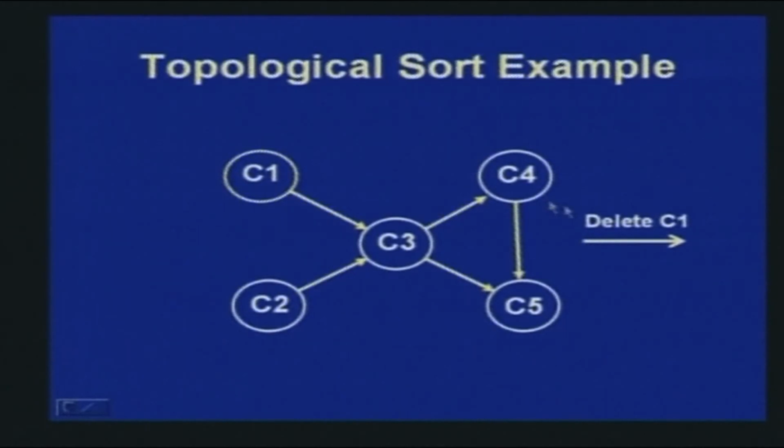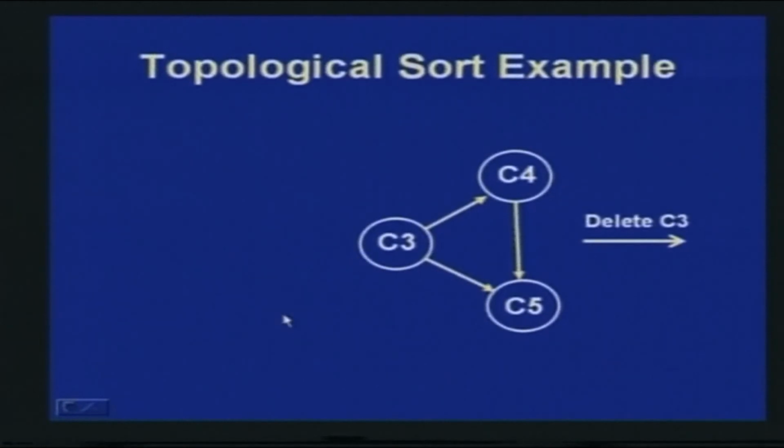This is how the topological sort works. Find a node for which you have no input edges or incoming edges and remove it. So, here C1 does not have any incoming edges, C2 does not have any, all the rest have. So, you could have removed C1 or C2; we choose to delete C1, and this is what happens. Now, the next choice is to remove C2, so you remove C2.